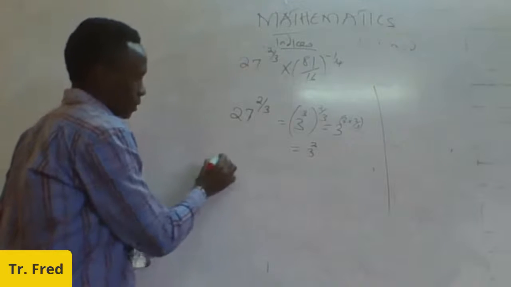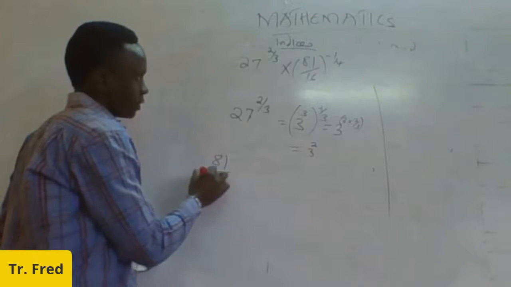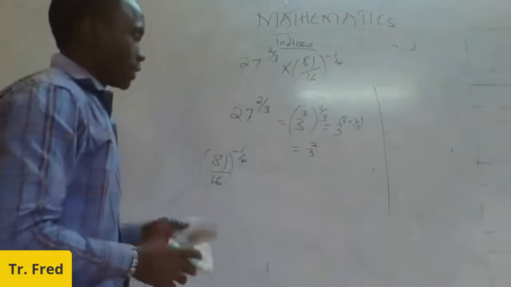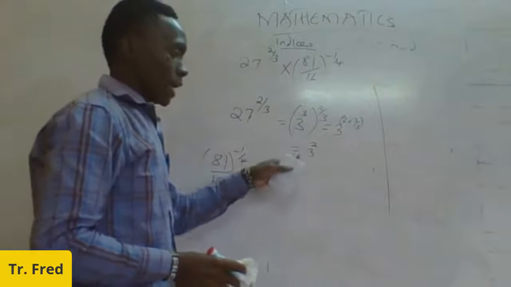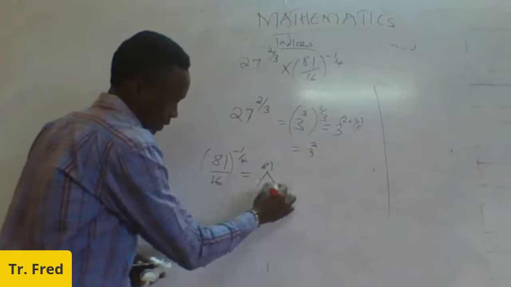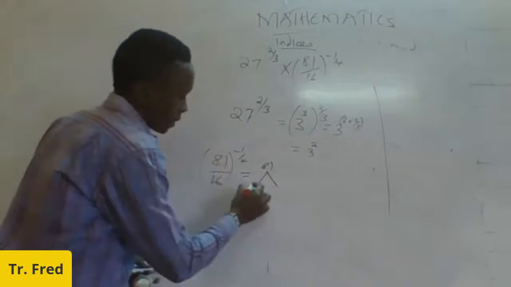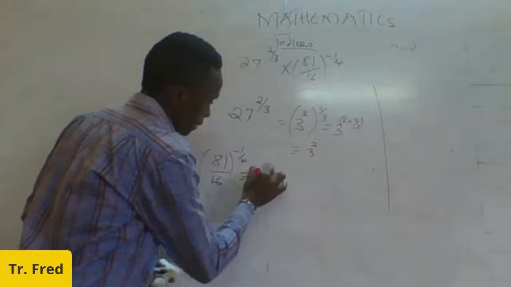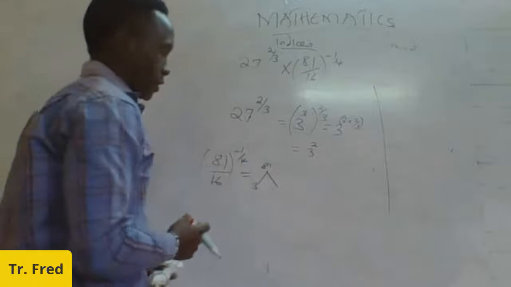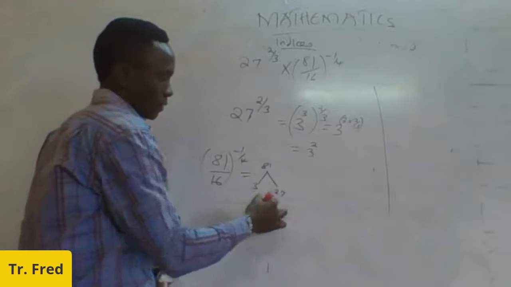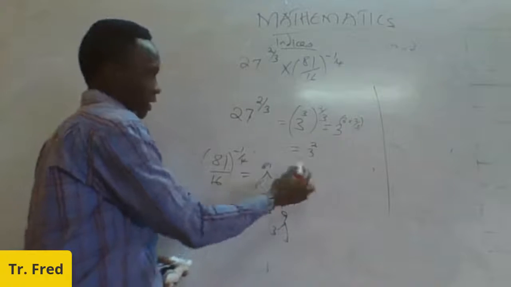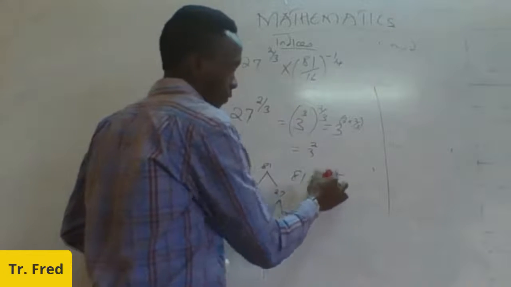The second one will be 81 out of 16 to the power negative a quarter. So you have to express 81 as a power of 3. By using the prime factorization method, the lowest prime number that can divide 81 is 3. Then this will be 27, and this will be 3 because of 9 and 3 and 3. Therefore, 81 is simply 3 power 4.